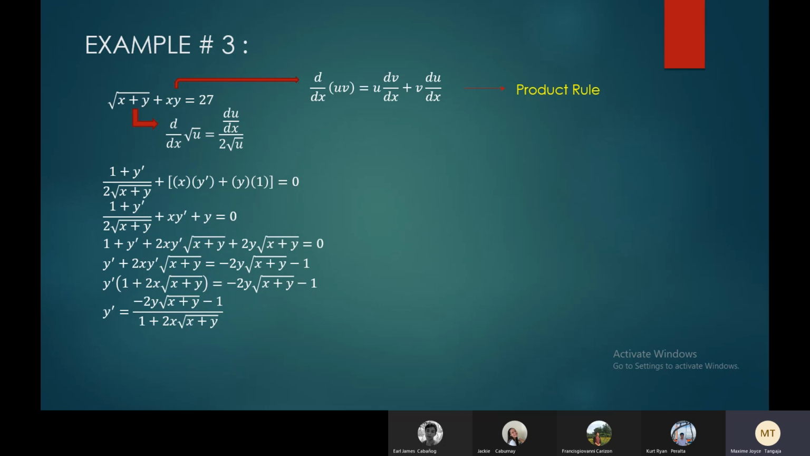Example number 3. So, tan-aw nimo. So, duha ka buok rule ang pwede ma-apply: ang rule nga naay radicand sign o ang product rule. For this one, the radicand sign, pwede mo gamit aning power rule, which is the power is 1/2. So, square root of x plus y plus xy is equal to 27. So, d over dx square root of u is equal to du over dx over 2 square root of u.